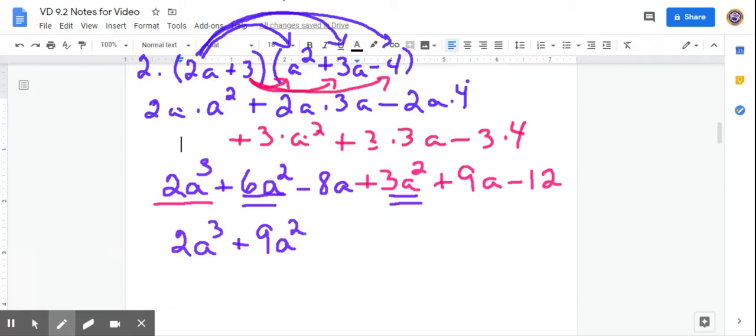Now we look and we have a negative 8a and a positive 9a. That's going to give me a positive 1a. And then you're left with your constant, which is 12. So minus 12. And there's your answer.